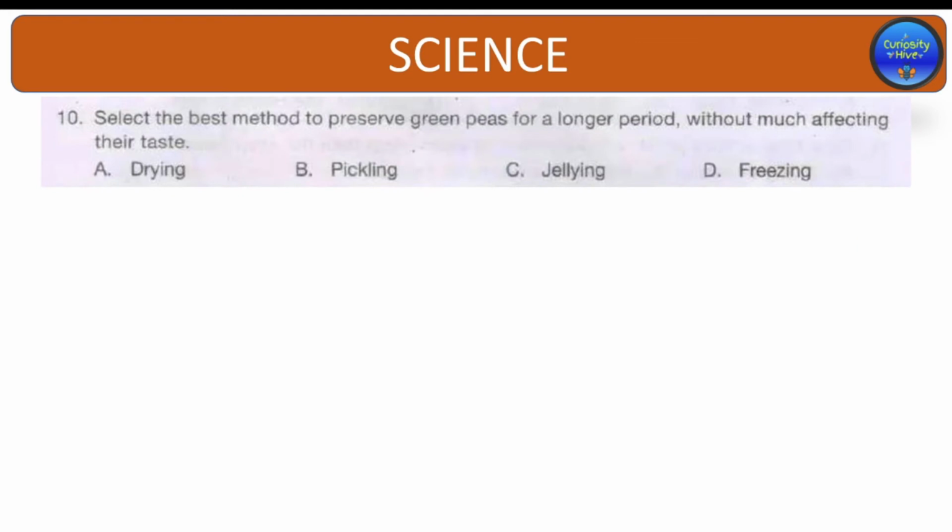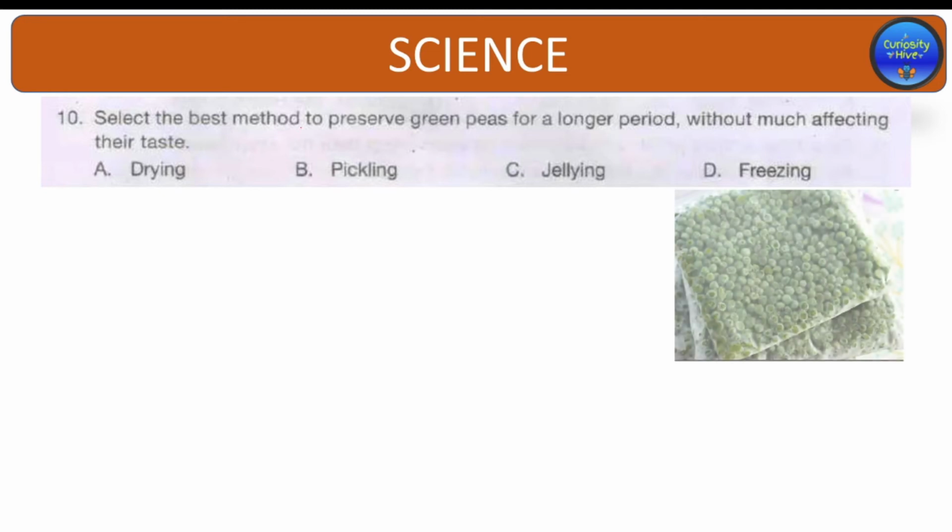Next question. Select the best method to preserve green peas for a longer period without much affecting their taste. Well, you will be able to get the right answer if you have helped your mom in the kitchen. The right answer is freezing. So peas by freezing can be kept for as long as a year. Let's head to the next question.